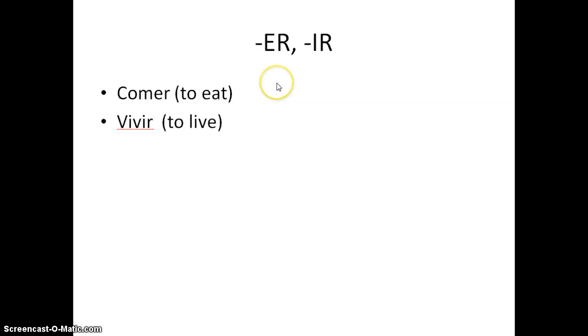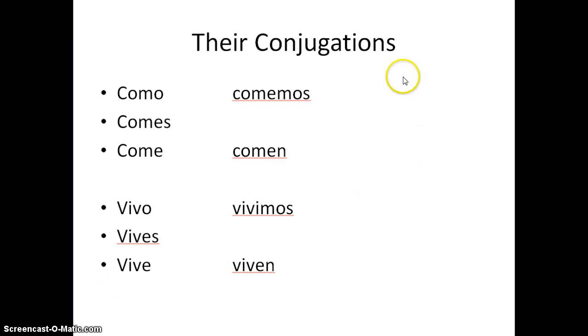The other two forms of verbs, which we'll look at next time, are verbs that end with er and ir. For example, comer and vivir, how these look in their infinitive form, and what their conjugations look like, which if you just give it a quick look, you'll notice have some similarities to the endings that you saw for AR verbs.